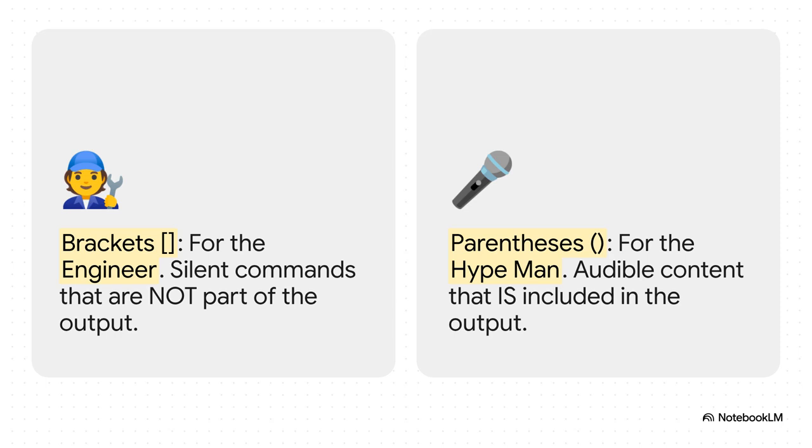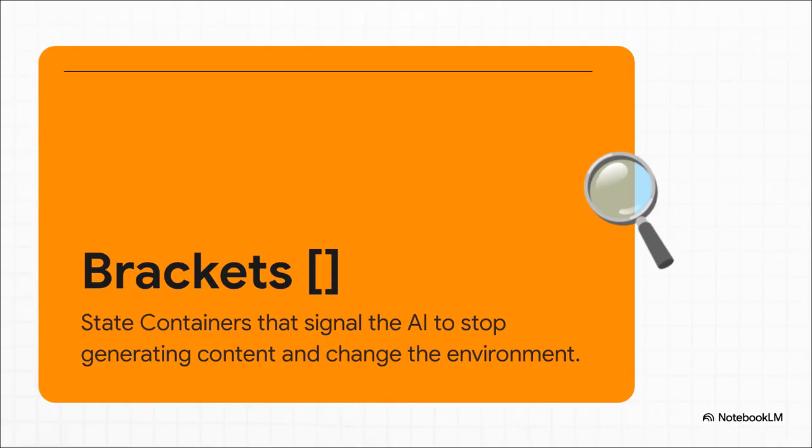Parentheses, on the other hand, they're for the hype man. This is audible content like ad-libs or background vocals that are included in the output. One is for structure, the other is for texture. It's a huge difference. Let's look a little closer at these brackets. The best way to think of them is as state containers. The moment an AI sees an opening bracket, it stops everything. It stops singing, writing, speaking, and it just prepares to change the state of things. It knows, okay, whatever is inside here is an instruction for me, not a word to be said out loud.